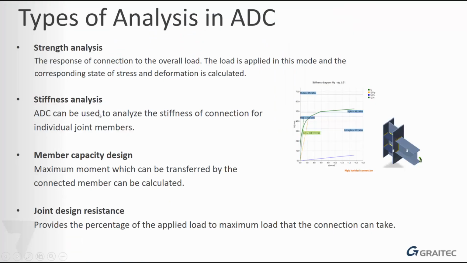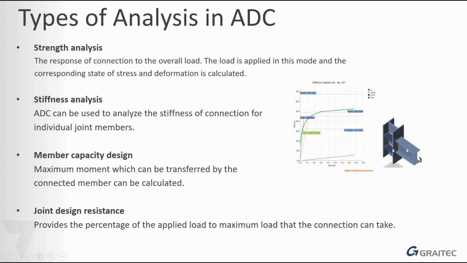Okay, so in this slide we will talk about different types of analysis that you can do in ADC. The first type is normal strength analysis. As you saw in the slide before, you can apply the external forces or forces inside the members directly to your connection, and the software will do finite element modeling and analysis for you and provide the results such as stresses and bolt forces. So this is the first type of analysis that you can do in ADC.